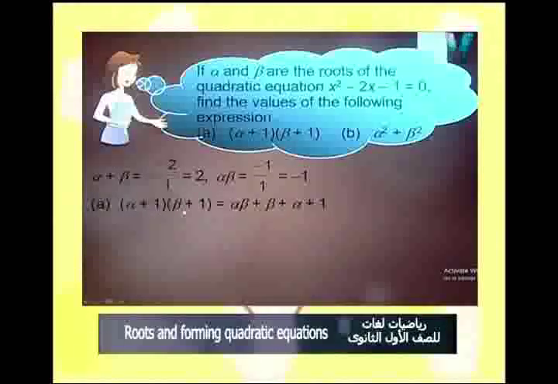Alpha times beta equals alpha beta. Alpha times 1 equals alpha. 1 times beta equals beta. 1 times 1 equals 1.